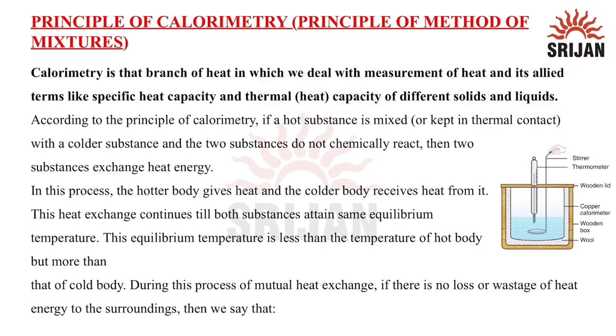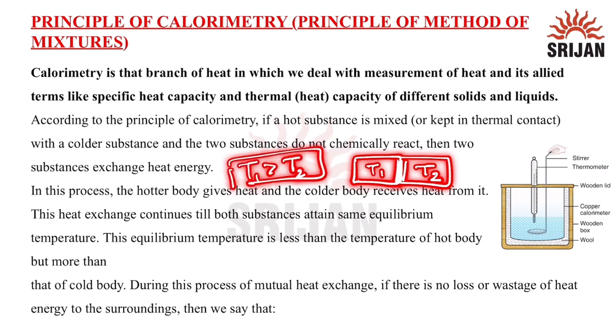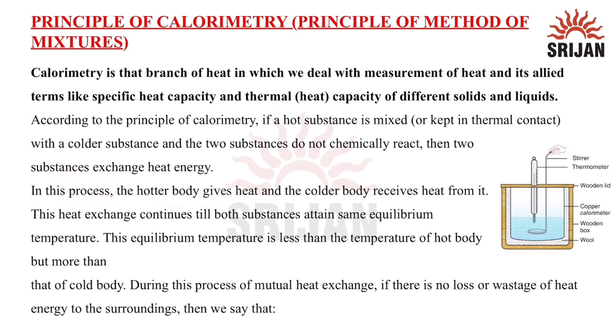Now, according to the principle of calorimetry, if a hot substance is mixed or kept in thermal contact with a colder substance, and the two substances do not chemically react, then the two substances exchange heat energy. Suppose a box of T1 temperature and another box of T2 temperature are in thermal contact with each other. If T1 is greater than T2, the heat will get transferred from this box to that box. In this process, the hotter body gives the heat and the colder one receives the heat. This heat exchange continues until both substances attain equilibrium.